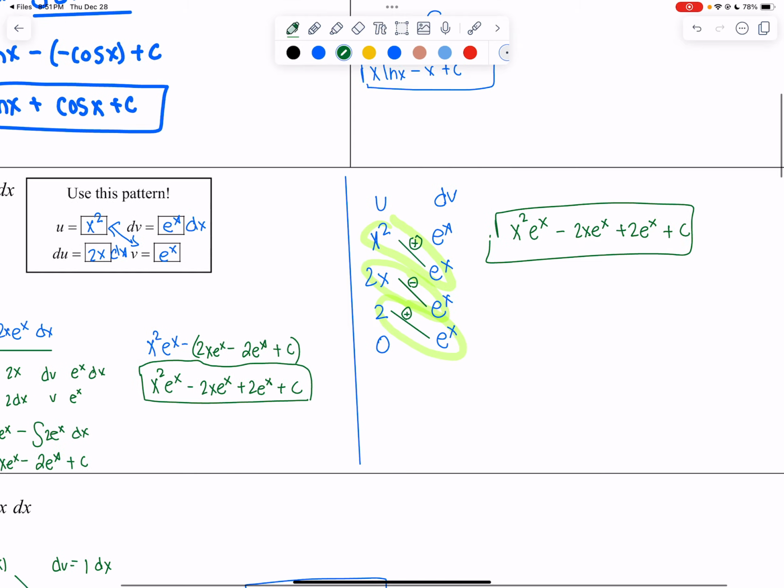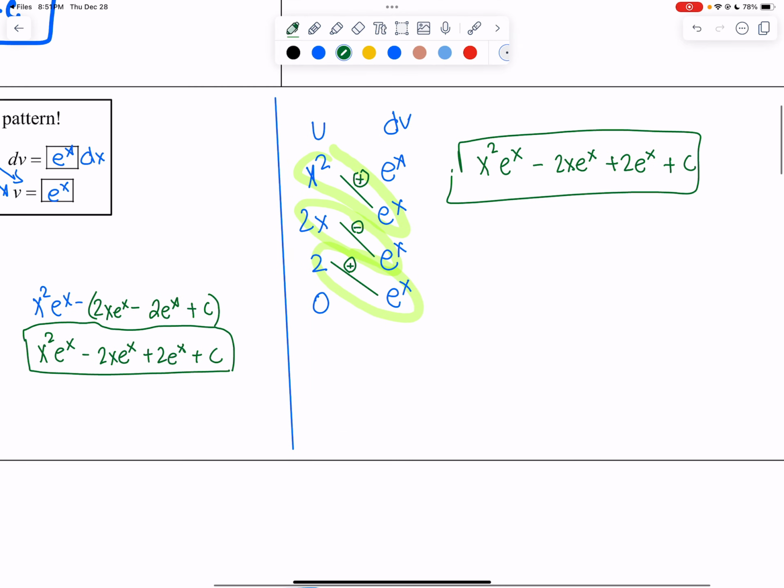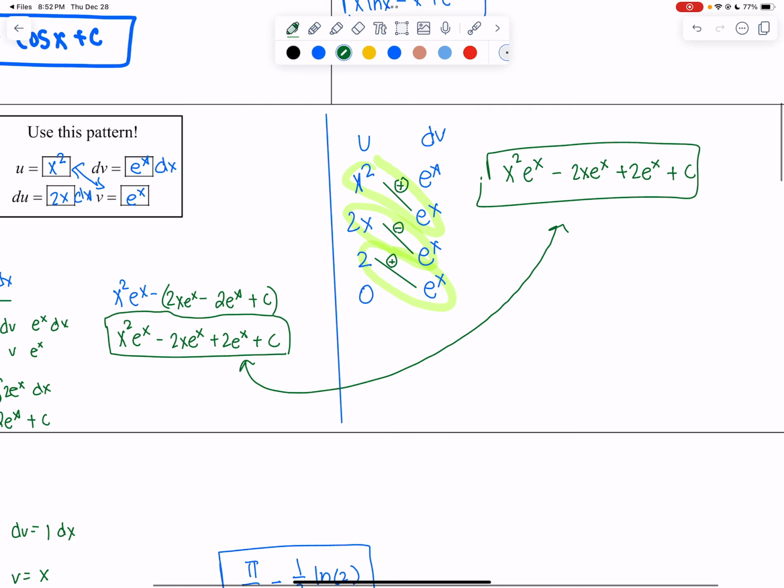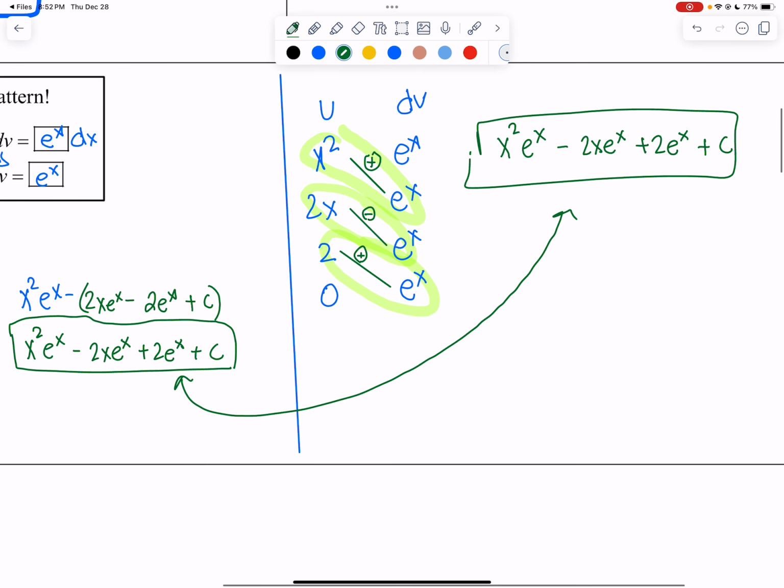Notice how that is the same thing as, oh, guess what? This right here. Isn't that crazy? And I only did this in like 2 seconds. Of course, this only works whenever you can take the derivative to 0 and you can integrate easily.